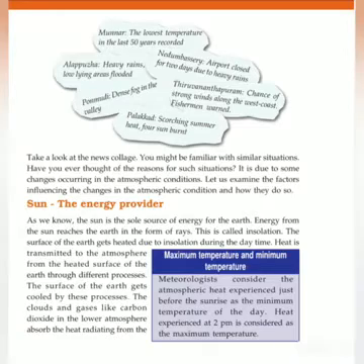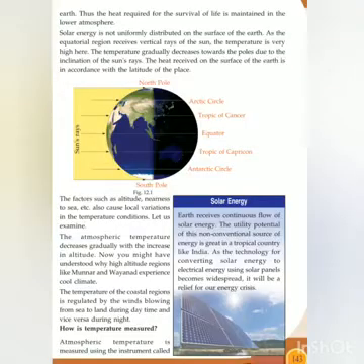The surface of the earth gets heated due to insolation during the daytime. That is, during the daytime we can see the surface of the earth is very hot because of the insolation. That heat is transmitted to the atmosphere from the heated surface of the earth through different processes. The surface of the earth gets cooled by this process. The clouds and gases like carbon dioxide in the lower atmosphere absorb the heat radiating from the earth. Thus, the heat required for the survival of life is maintained in the lower atmosphere.